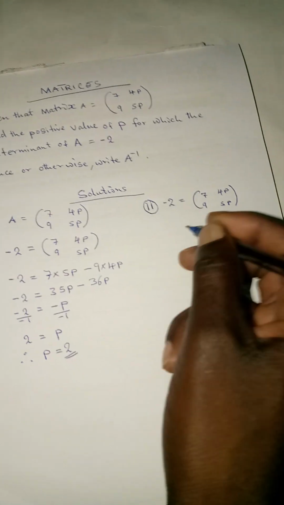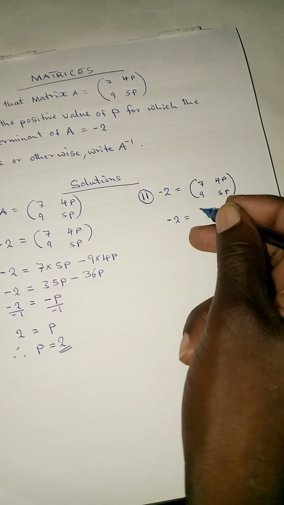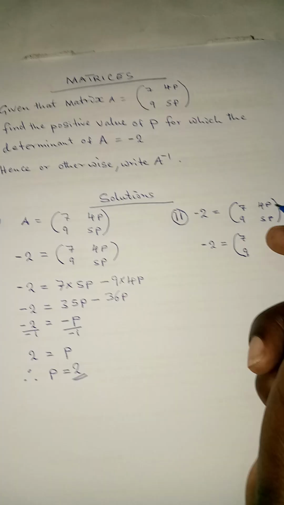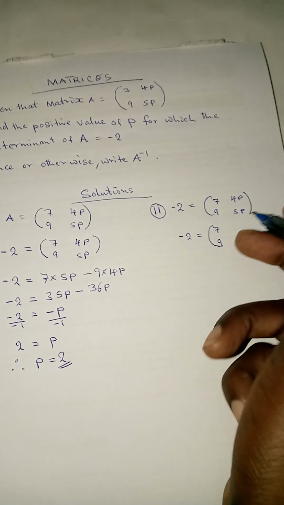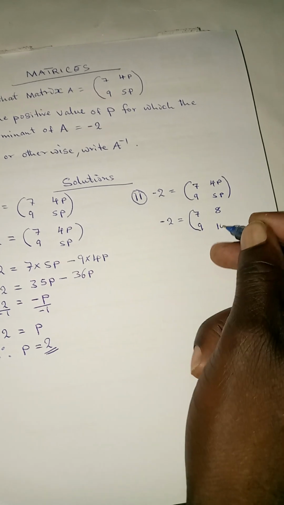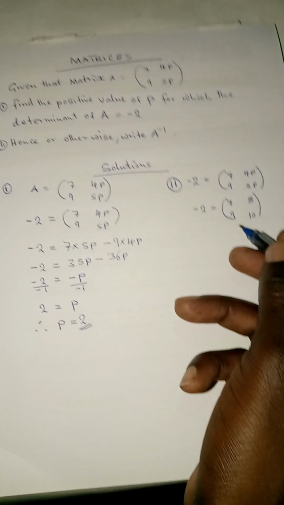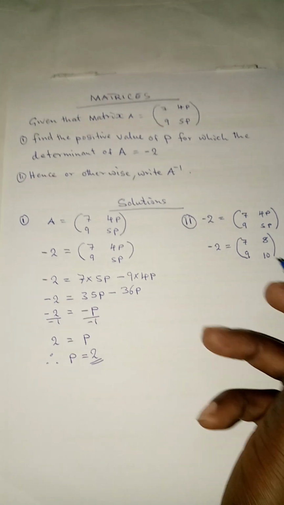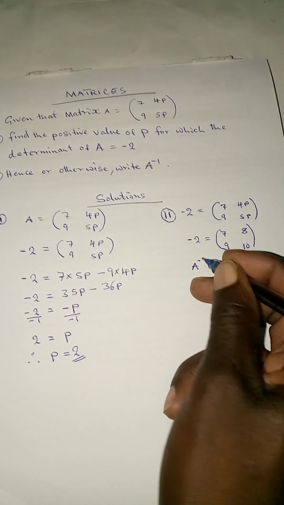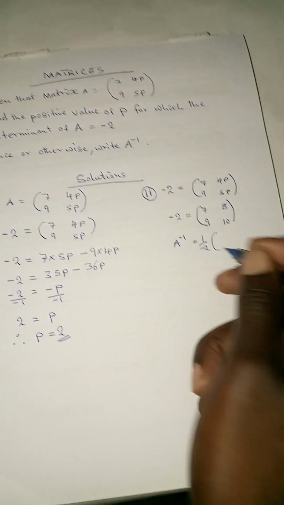We have found the value of P, so we just replace. 7 there and 9 here. Here it is 4 times 2, so we have 8. Here it is 5 times 2, so we have 10. So these are actual numbers. Now to find the inverse, what are we supposed to do? We say 1 over determinant. So A inverse is equal to 1 over the determinant, which is -2, then we multiply by the adjoint.